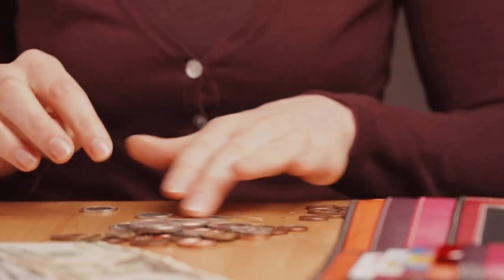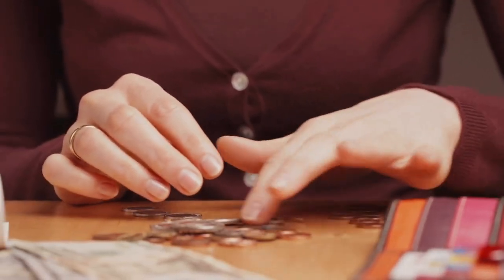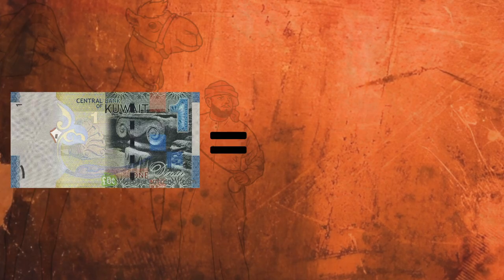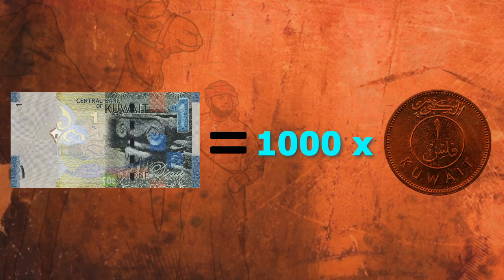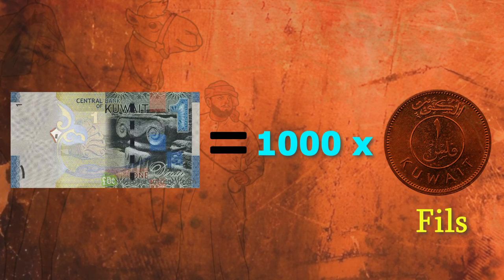The word dinar is derived from denarius, the name of an ancient Roman silver coin. Like most countries where $1 equals 100 cents, in Kuwait, one dinar is divided into 1,000 smaller units called fils, which is their term for coins.